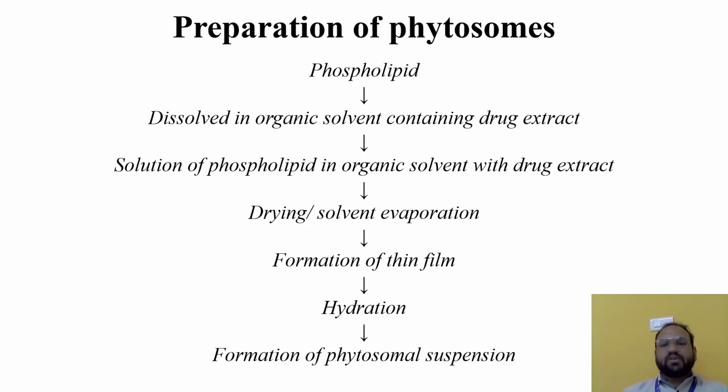How do you prepare phytosomes? The general method is to take a phospholipid, that is phosphatidylcholine, and dissolve it in an organic solvent where your drug is dissolved, usually methanol or ethanol, alcoholic extracts. So the solution of phospholipid in organic solvent with drug extract is then evaporated. After the evaporation, there is a formation of a precipitate, or you can call it a thin film, which has to be hydrated. So this hydration leads to the formation of phytosomal suspension.